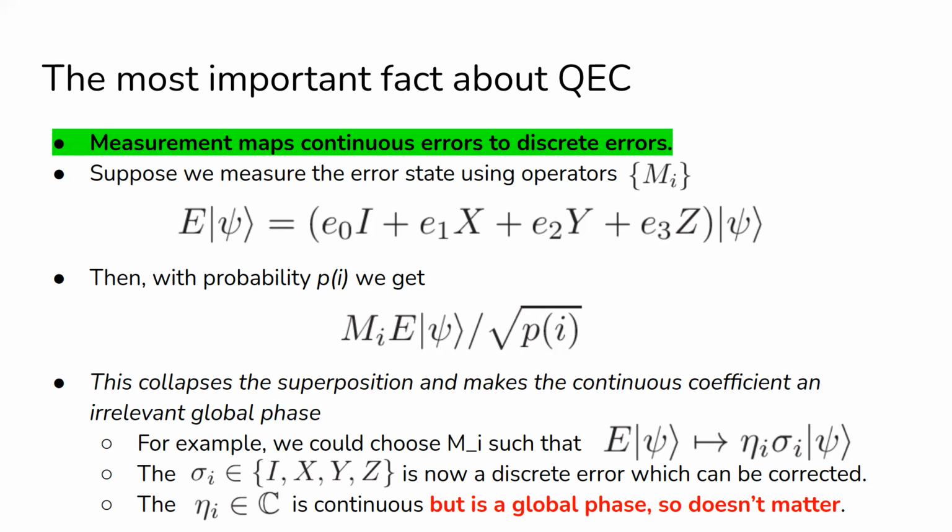Do I want to keep the psi the same as this? Psi is the same. So psi has to be an eigenvector of M_i? No, it won't be. But if you're destroying the state, how is that error corrected? We'll see. Great question.